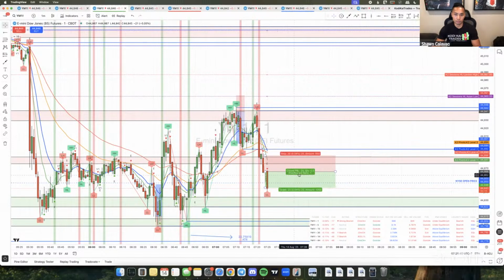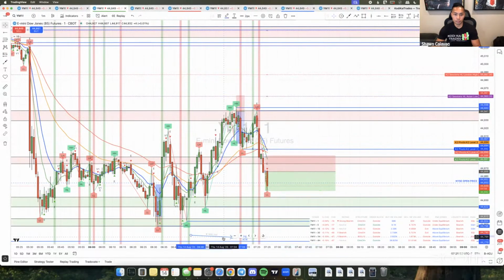And full TP right there if you took that for a 20-point move. 20-point or 22-point, 25 points, just up to your own preference, but I would base it off the ATR.